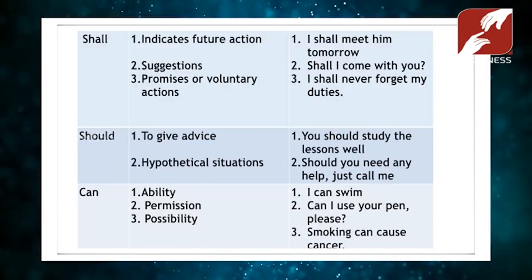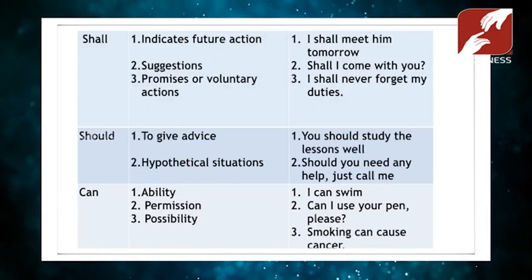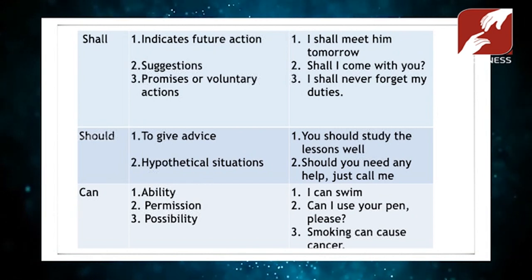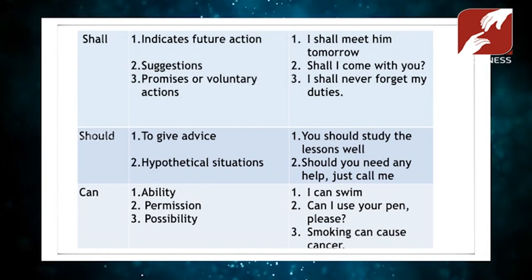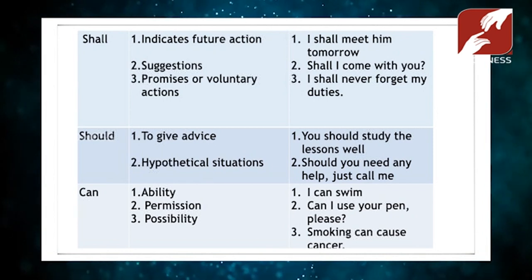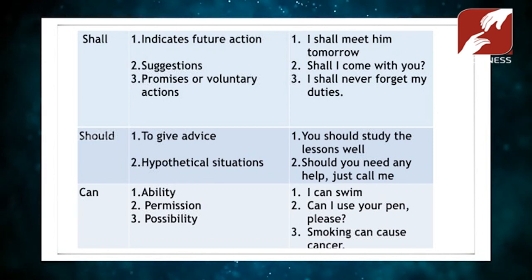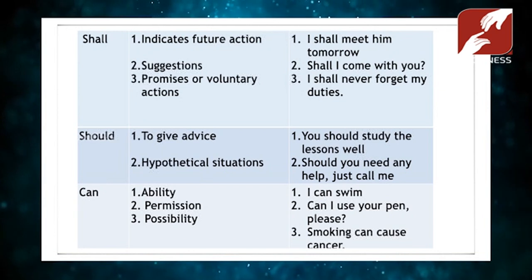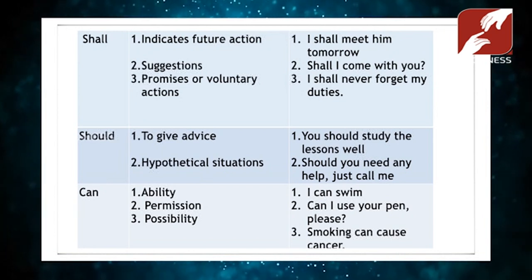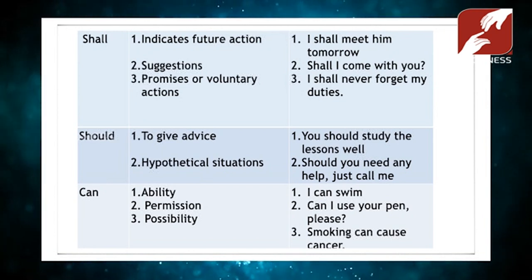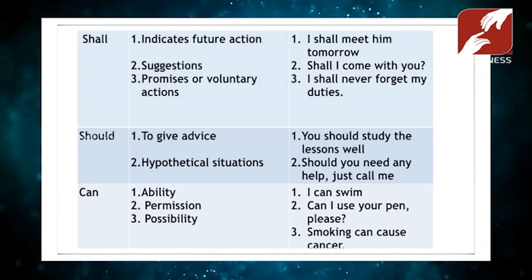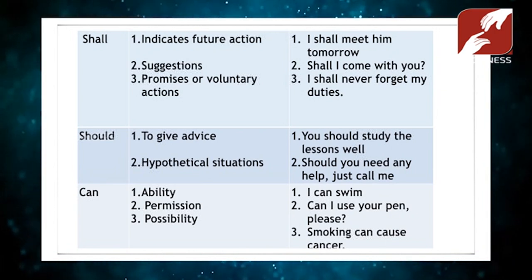Let's see the usages of the auxiliary shall. They are used to indicate a future, something happening in the future. For example, I shall meet him tomorrow. I shall go there tomorrow. I shall give you my pen tomorrow. All these are the examples of indicating future.